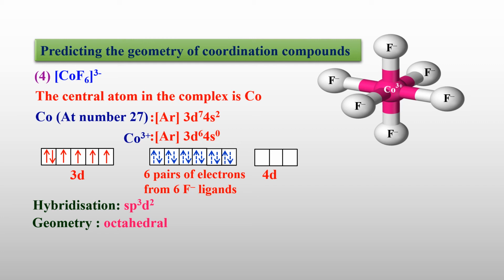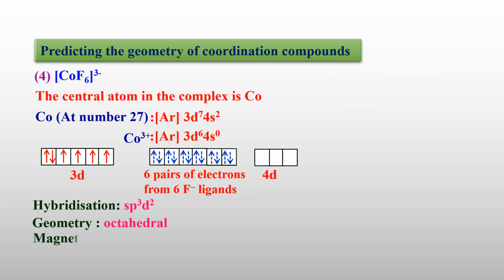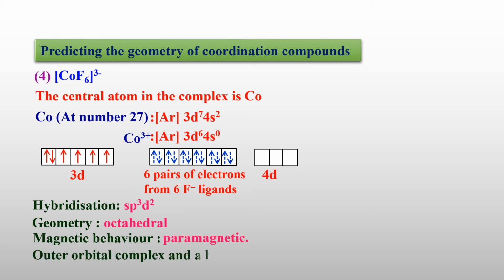You can see the geometry of the octahedral complex, how it is. So it is also paramagnetic in nature. And it has taken outer orbitals 4s, 4p, 4d. Then it is the outer orbital complex. Already I told, it is a weak field ligand. Then it is nothing but a high spin complex.